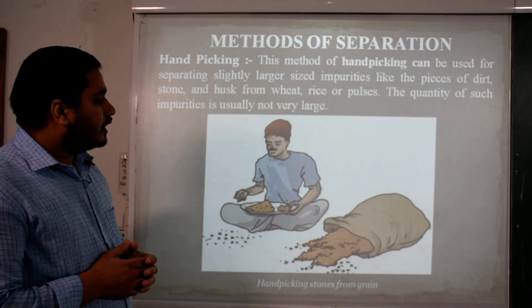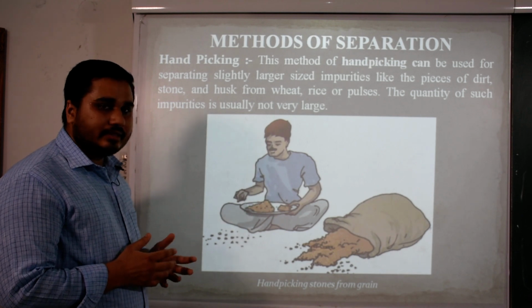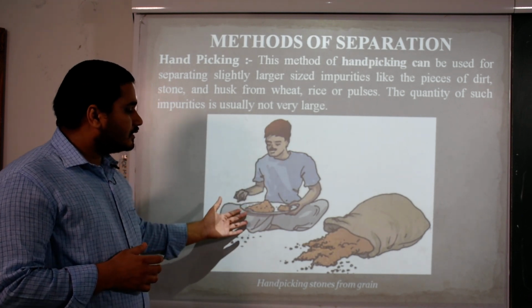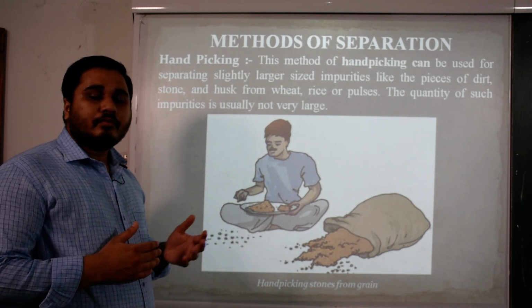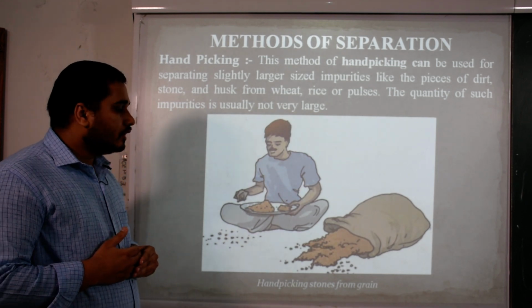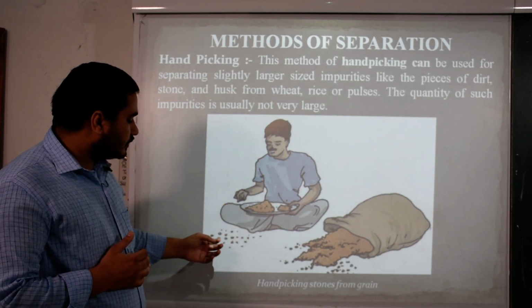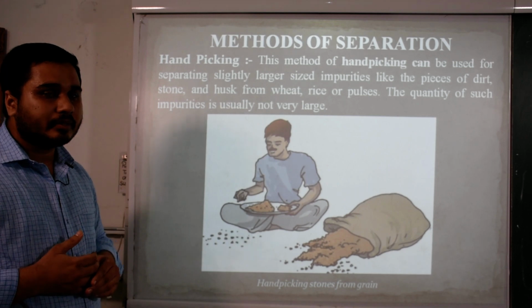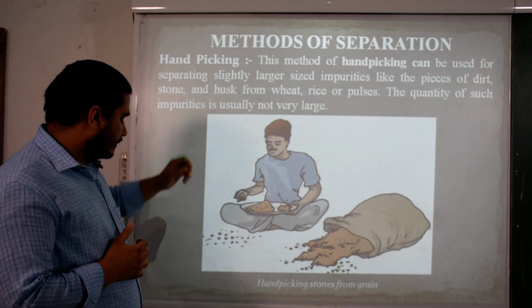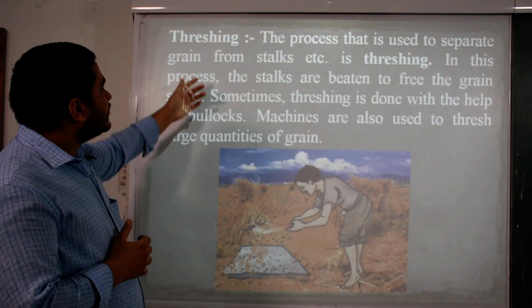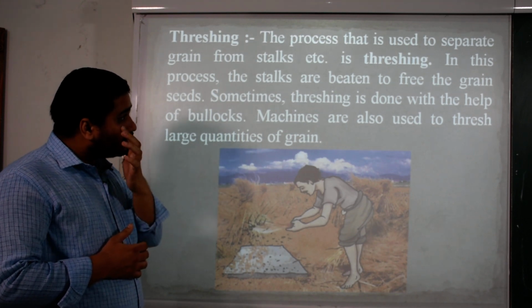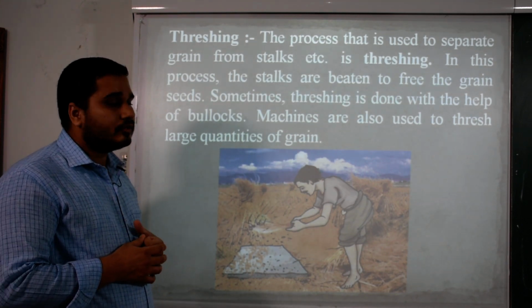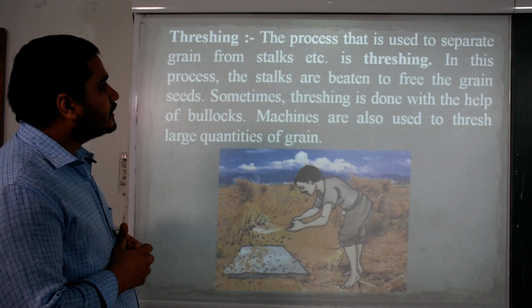In this picture, it is very beautifully shown in our NCERT book, an example that can be easily seen in a farmer's village: they are separating stones from their wheat, rice or pulses. That is hand picking. Second is threshing. It is a machine process also, and sometimes it is done by hand, by persons also.